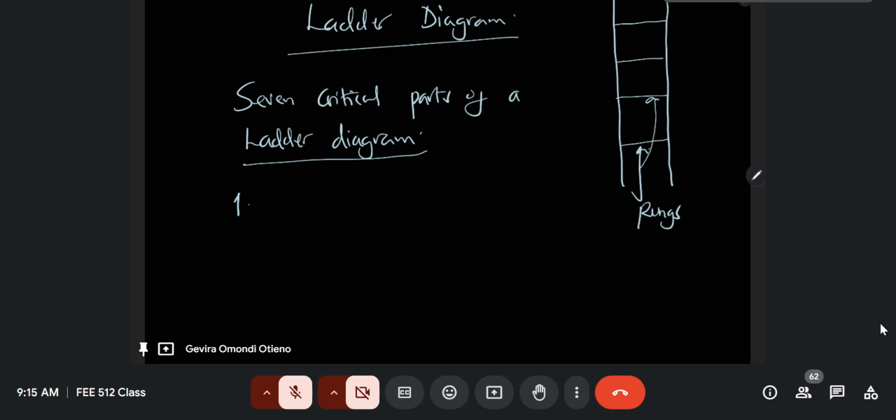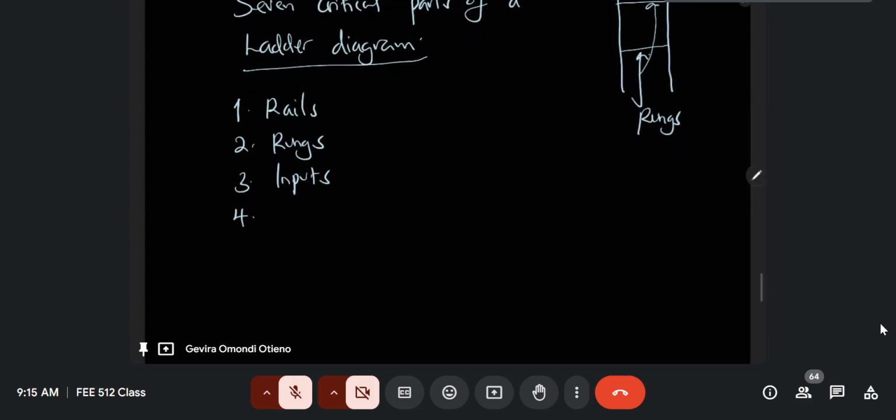Number 1 are the rails. All your ladder diagrams must have rails. All your ladder diagrams must have rungs. Very important. All your ladder diagrams must have inputs. Please note, every time you draw a ladder diagram, they must have these components. They must have outputs. You cannot draw a ladder diagram without an input, and you cannot draw a ladder diagram without an output. All ladder diagrams must also have the logic expressions, which are the symbols.